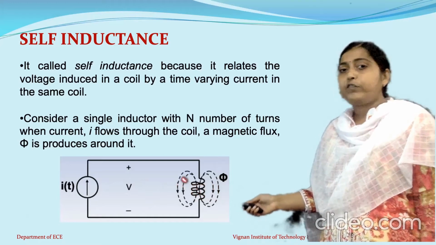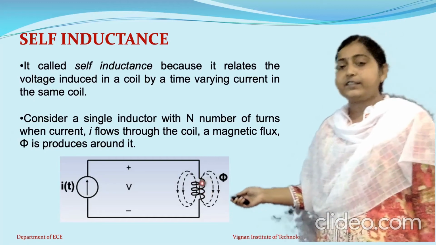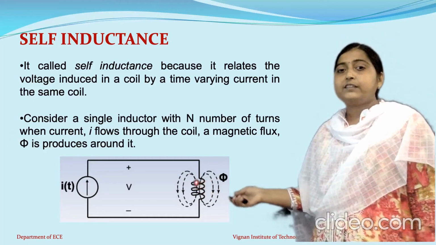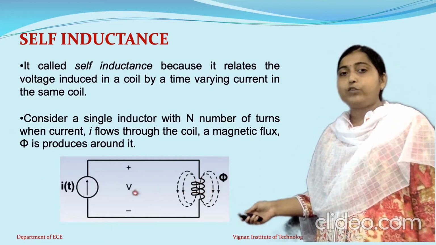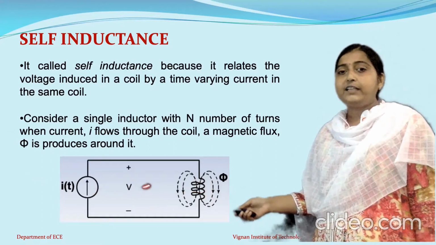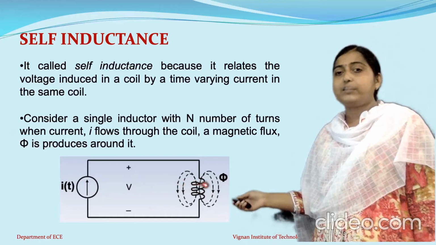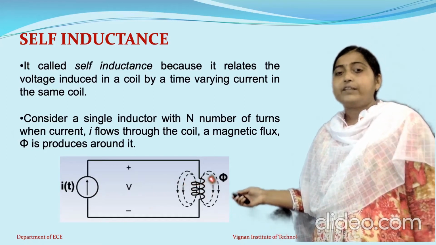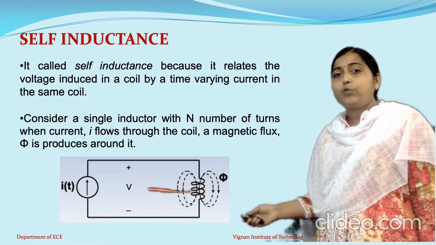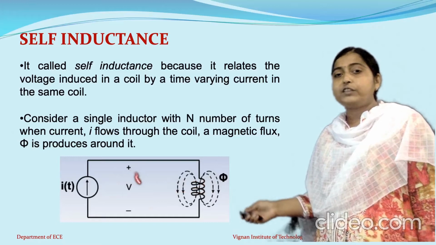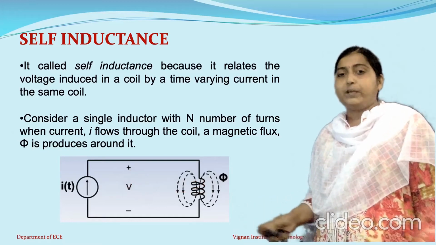So what we have done, we have taken a small inductor here. This small inductor has some n number of turns. So when a current I of t is made to flow through it, then it produces a magnetic flux around this coil which is represented with phi. Then when the magnetic flux is induced in the coil, some voltage will be developed across this coil. That induced voltage is represented with V.